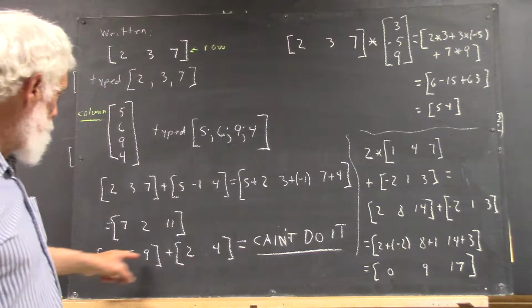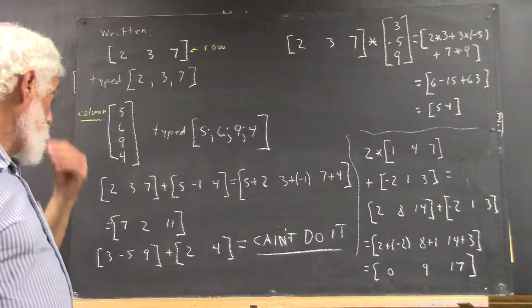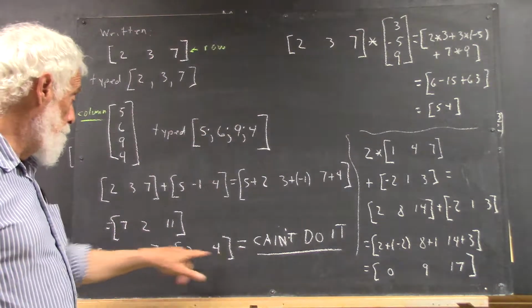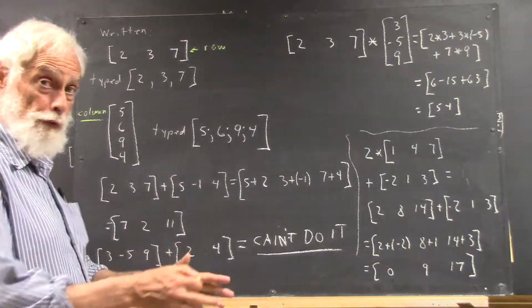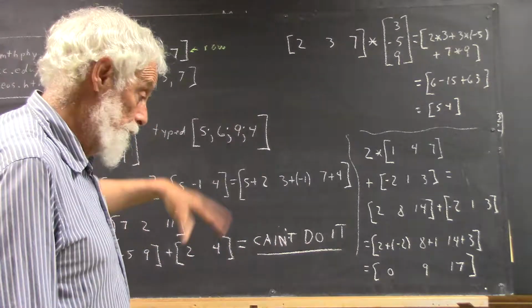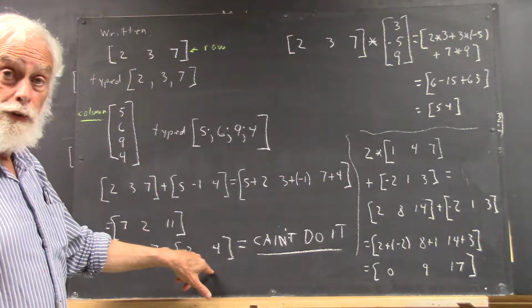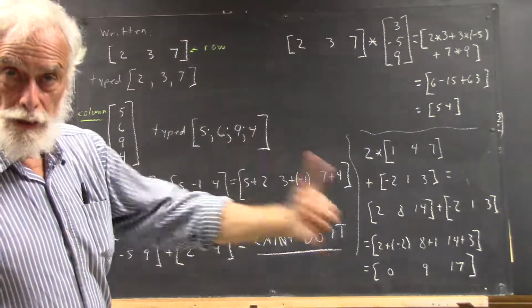Now what if we tried to add this row and this row? You can't do it. Okay? It's because there's nothing over here to match up the 9 with. If you can't match every number in one row with every number in the other, it's not defined. You don't have addition. So this is an improperly posed addition. You can multiply a row by a column.